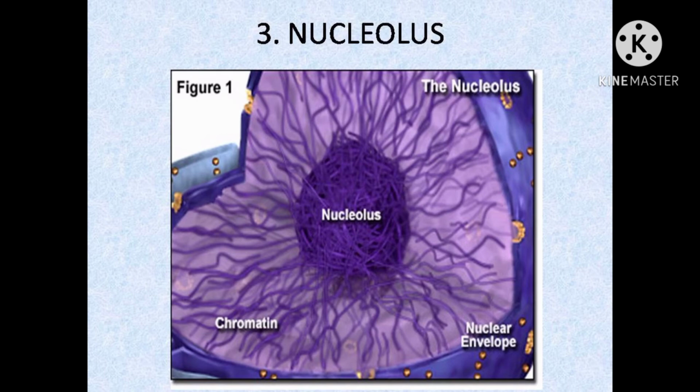There are at least three components present in the nucleolus. First is granula, second is fibrils, and third is an amorphous matrix surrounding granula and fibrils. Although various functions have been assigned to the nucleolus, presently it is believed that the most important function of the nucleolus is the synthesis of ribosomal RNA, that is rRNA.